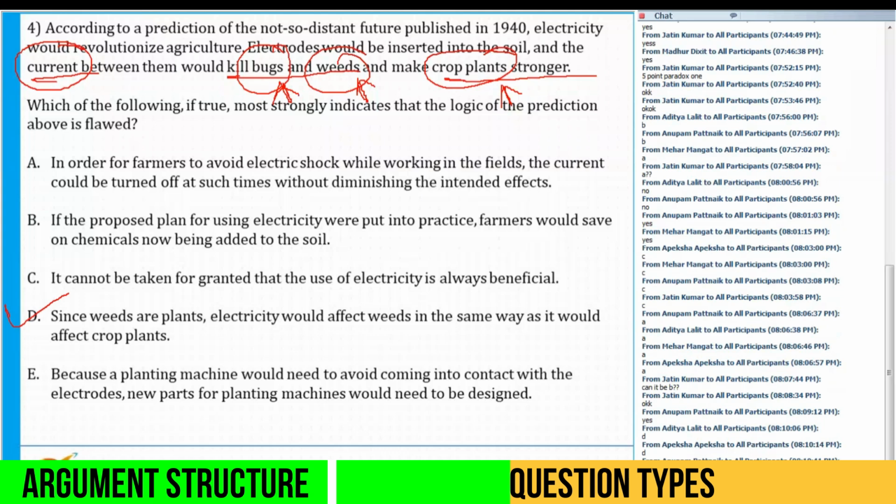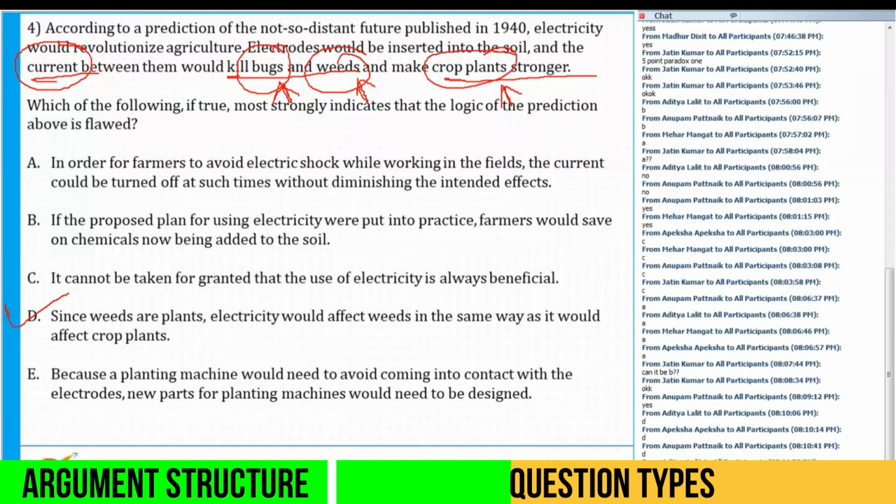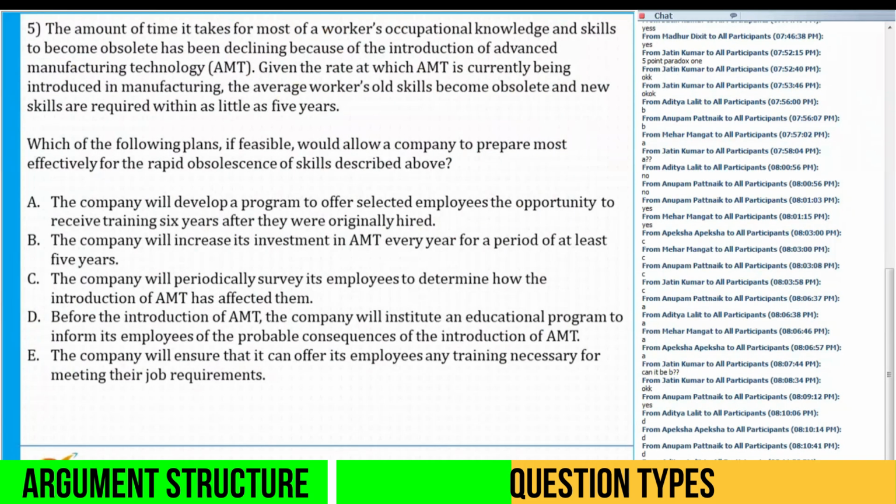All clear? Should I move to the next one? Number 5. Question number 5.